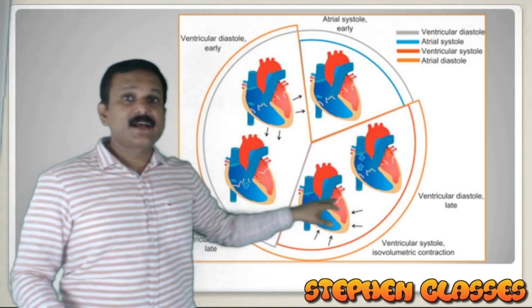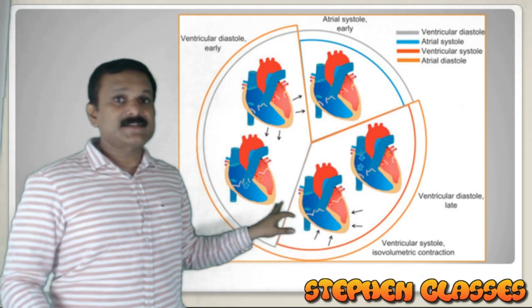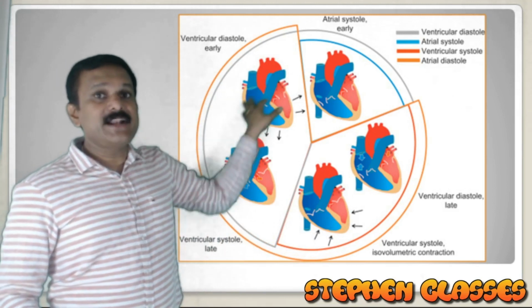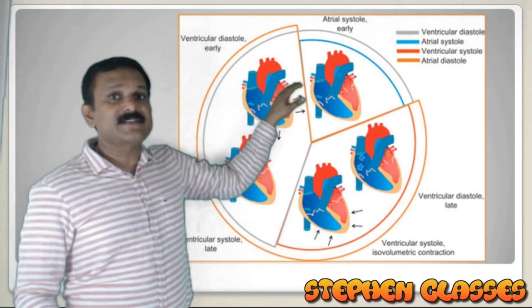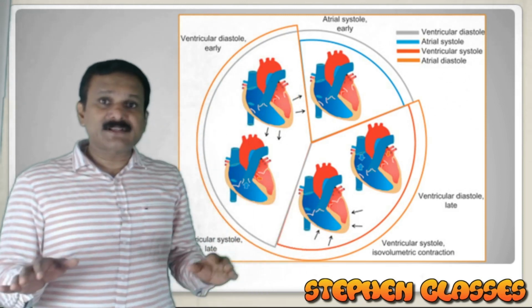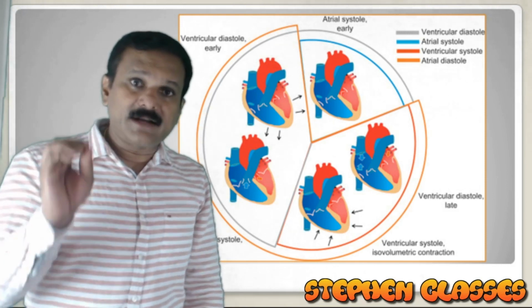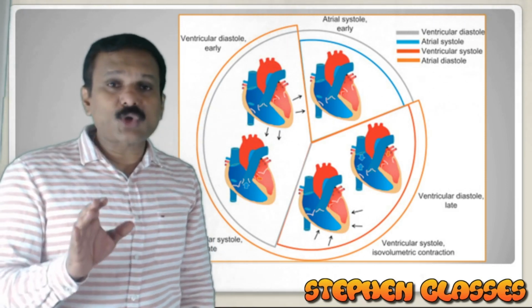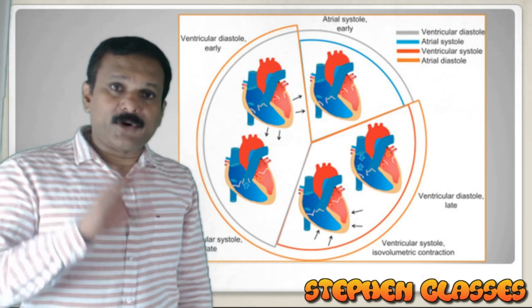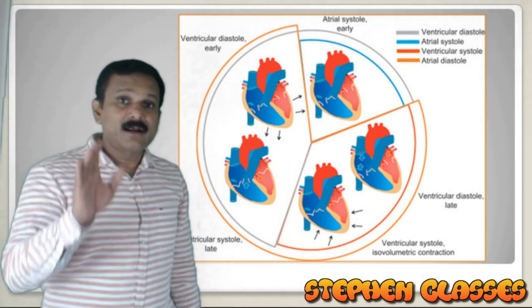0.3 seconds, you can consider the ventricular systole. And after ventricular systole, you can see the joint diastole. In the last 0.4 seconds, it will be the joint diastole. When all the heart chambers are in the rest condition, we can consider it as the joint diastole. So joint diastole means there will be both atrial diastole as well as the ventricular diastole.